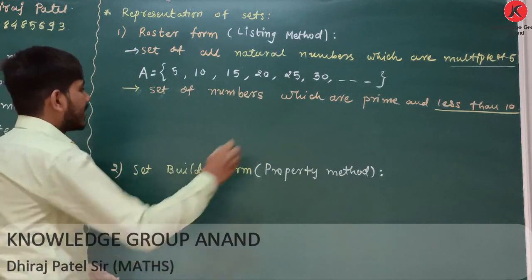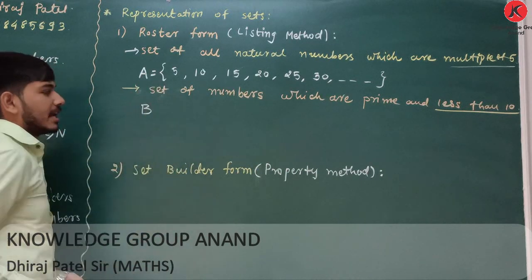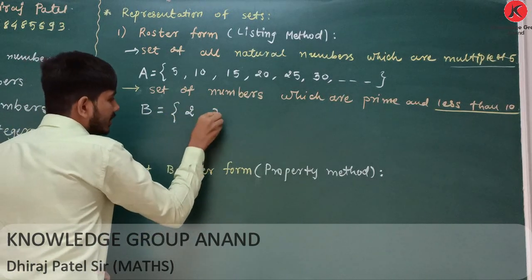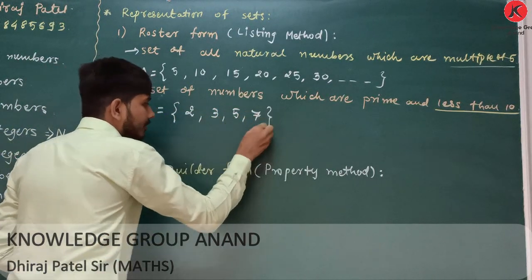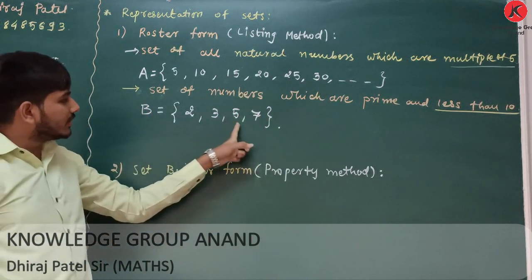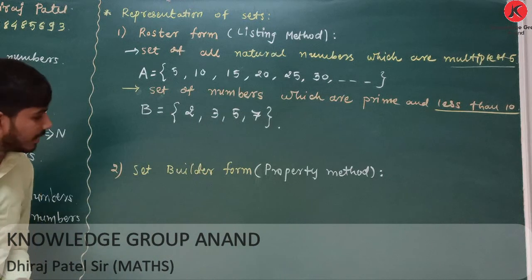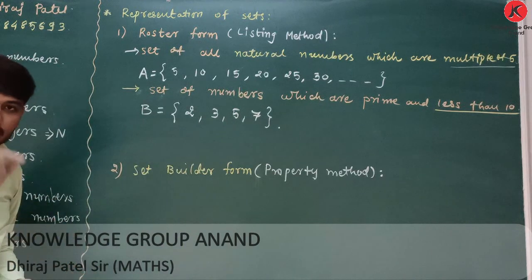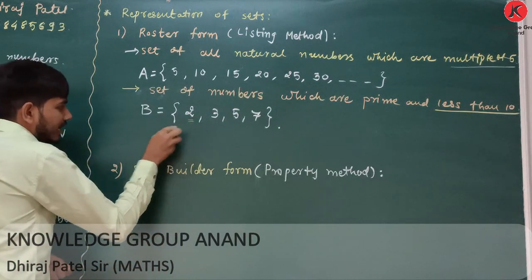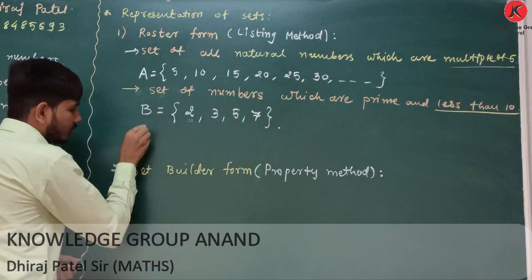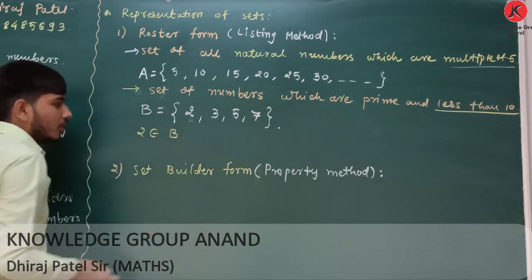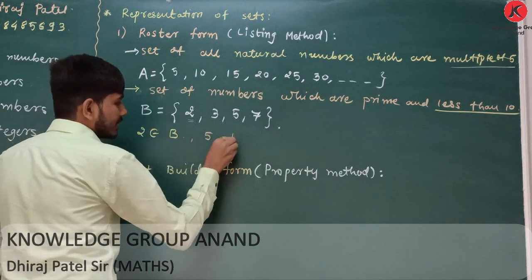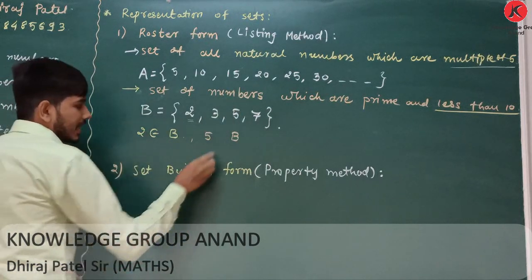Total 4 prime numbers are there. I am giving the name of this set as set B equals to 2, 3, 5 and 7. Clear? Is it clear? Now, we know that this symbol represents the different elements. Now see here. 2 is an element of set B. Therefore, we can represent 2 belongs to set B. Or 5 is an element of set B.